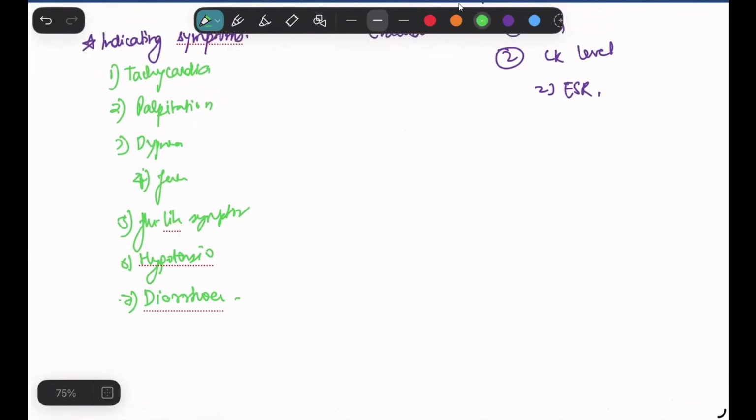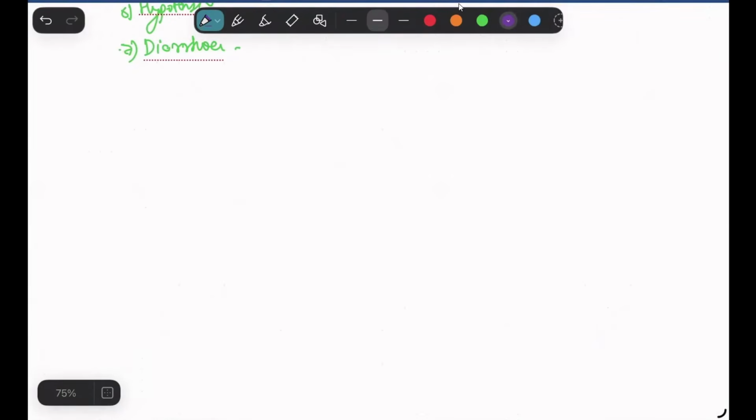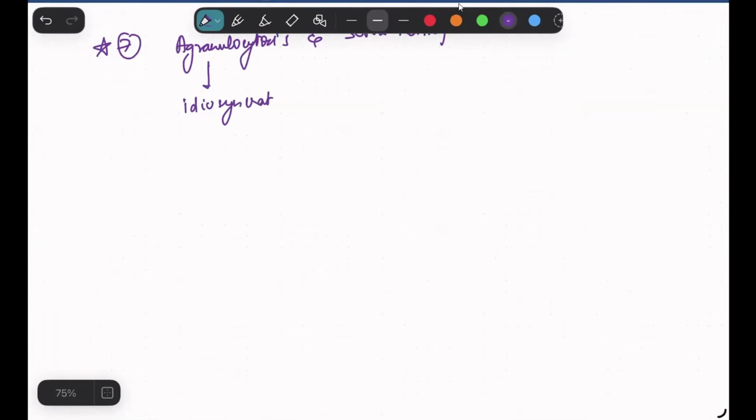Now coming to the seventh side effect, which is very important and you should remember: agranulocytosis and severe neutropenia. Clozapine-induced agranulocytosis is idiosyncratic and not dose dependent. Which side effect is dose dependent? Seizure. Seizure is dose dependent, not agranulocytosis.